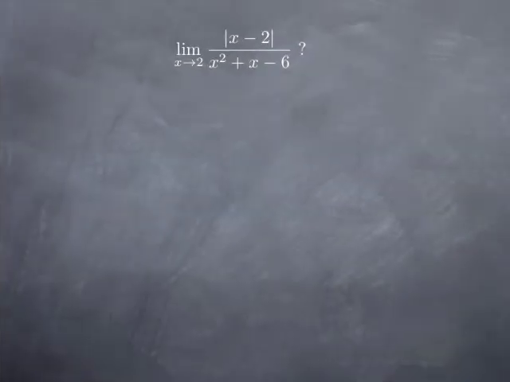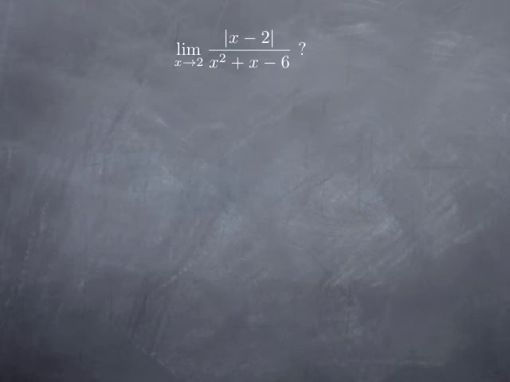Let's look now at a different kind of example. The limit at 2 of absolute value of x minus 2 over x squared plus x minus 6. The first thing we would do is try to plug x equal to 2 in this function. At the top we get absolute value of 0, which is 0. At the bottom we get 4 plus 2, 6 minus 6, 0. So we have an indeterminate form of the type 0 over 0, and we need to lift the indetermination.